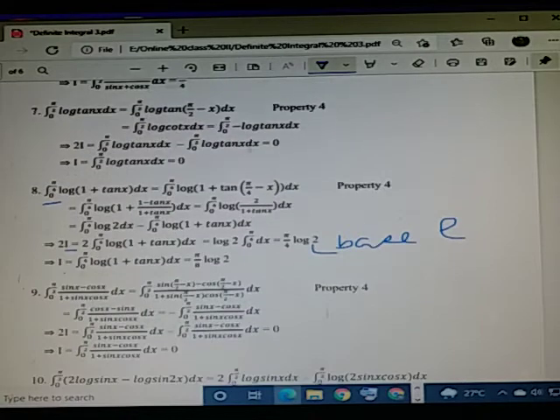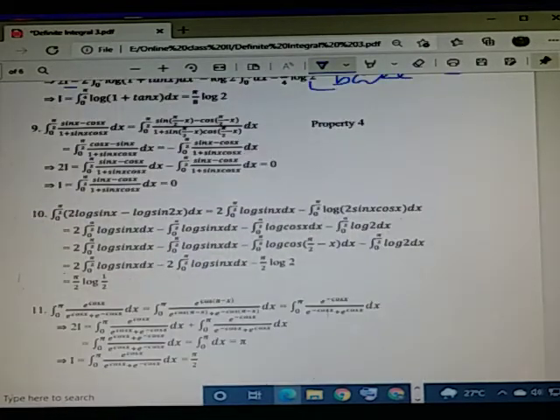Number 9. Here also we are applying property 4. The integral from 0 to pi by 2 of sin x minus cos x over 1 plus sin x cos x. In place of x we write pi by 2 minus x. So sin of pi by 2 minus x is cos x, and cos of pi by 2 minus x is sin x. The denominator is the same because it is a product, but because the numerator has a minus sign, it becomes negative.